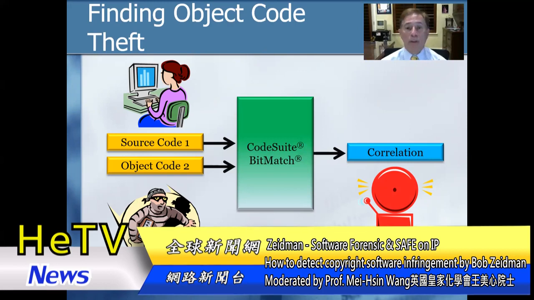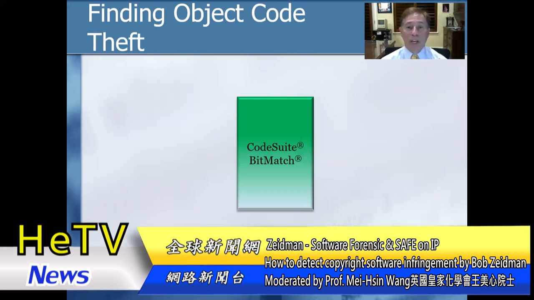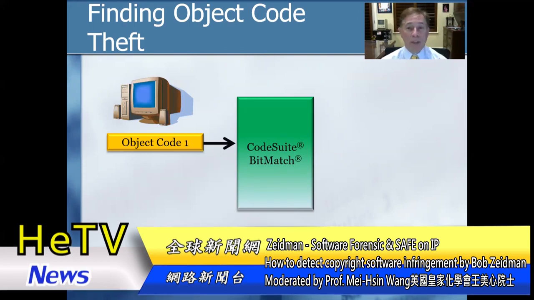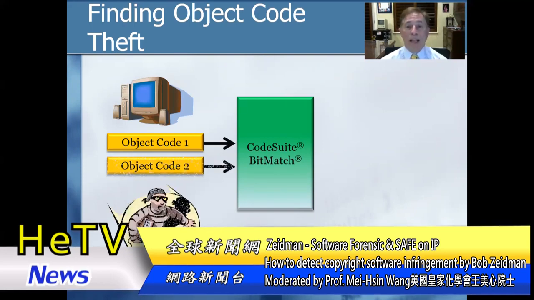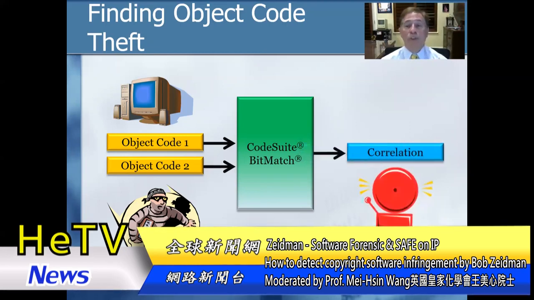see whether copying occurred. Another way to calculate object code correlation is to input the object code of one program and the object code of a second program into the bitmatch function of CodeSweep, which will then produce a series of correlation scores that can be examined to determine whether it needs to be investigated further to find copying.